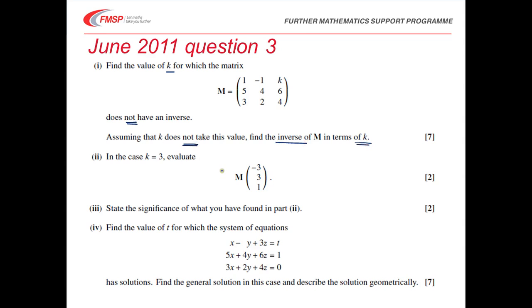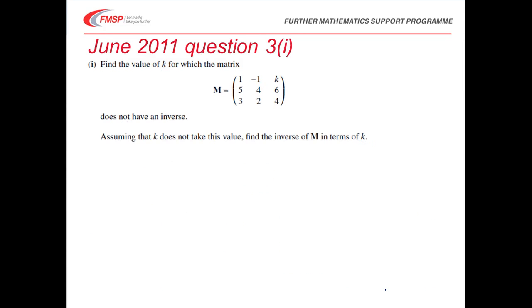Then we're asked to consider the case k equals 3 and evaluate the matrix multiplied by that vector, and to state the significance of what we found, noting that that's worth 2 marks, so we probably need to say 2 things. For part 4, we're asked to find a value of t for which that system of equations has solutions, to find the general solution in that case, and to describe the solution geometrically. So lots of things to do there for those 7 marks.